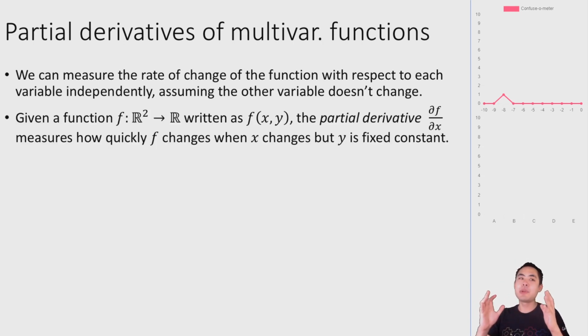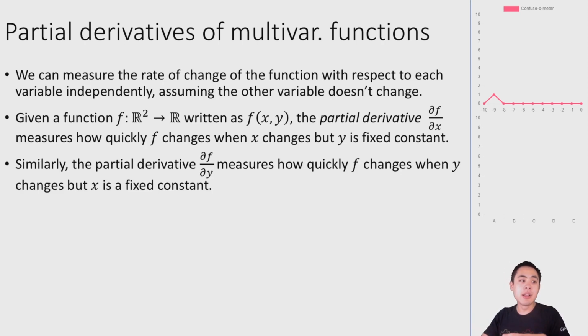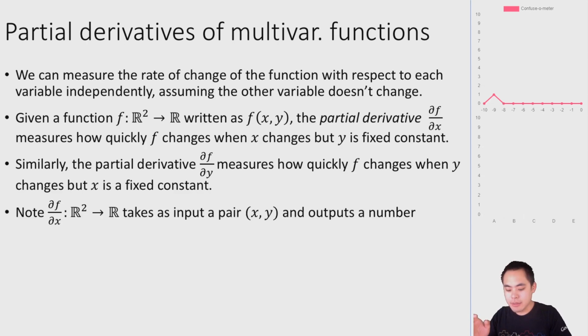This is how we define something we call a partial derivative. Each of these is only one part of a bigger derivative in some sense, measuring how the function changes as one variable changes while the other stays the same. You can think of it as walking along the x-axis, but not along the y-axis direction. Similarly, the partial derivative del f by del y measures how quickly f changes when y changes, but x is a fixed constant. Note that this is from R squared to R: the derivative still takes an input, a pair (x, y), and outputs a single number.